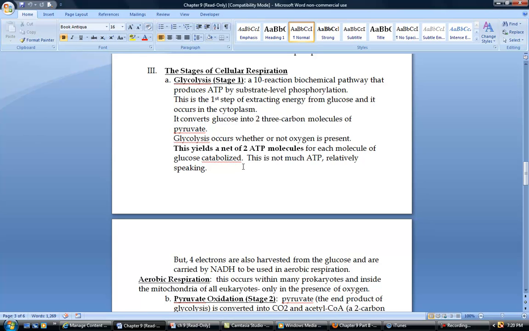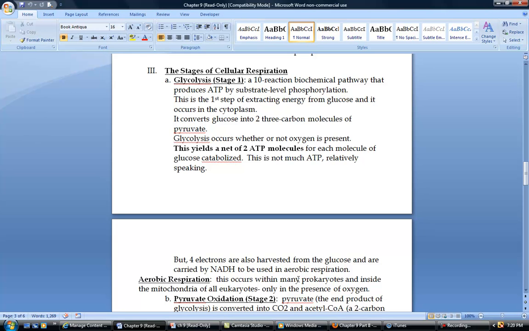So we're going to get a net of 2 ATP molecules. Remember, we used 2, we made 4, so 4 minus 2 gives us 2. That is not a lot of ATP, but we'll talk about other areas where we're going to make more ATP. The last thing that's important is those electrons are getting harvested and carried out by NADH. So NADH is carrying 4 electrons out to another part of the stages.